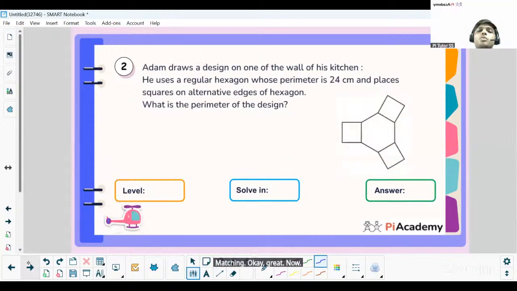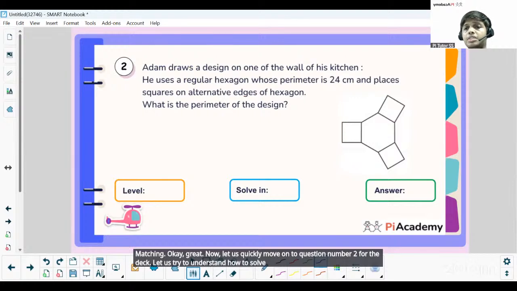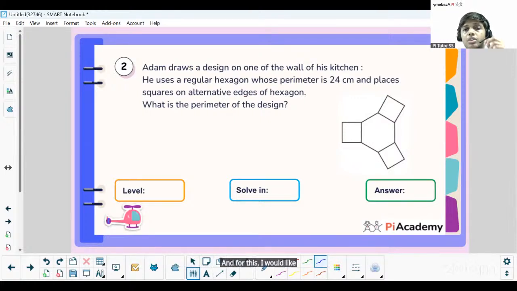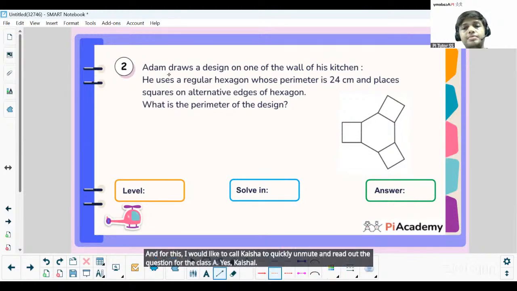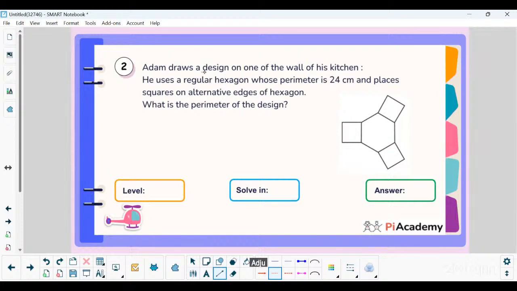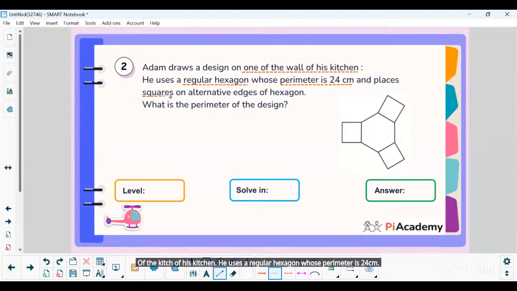Now let us quickly move on to question number 2 for the day. Let us try to understand how to solve these type of questions. And for this, I would like to call Kaisha to quickly unmute and read out the question for the class here. Yes, Kaisha. Adam draws a design on one of the walls of his kitchen. He uses a regular hexagon whose perimeter is 24 centimeters and places the squares along alternative edges of the hexagon. What is the perimeter of the design?